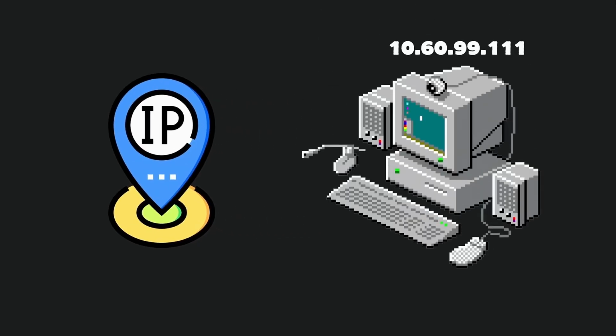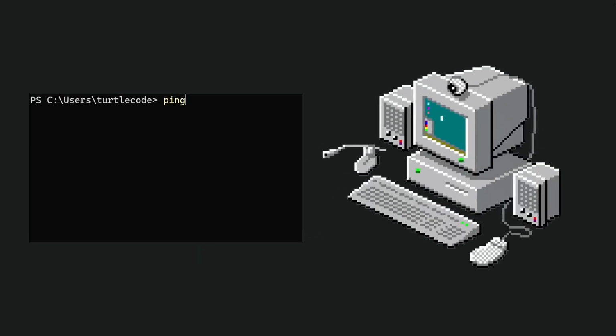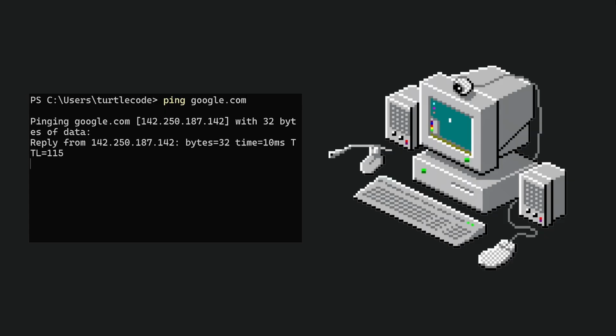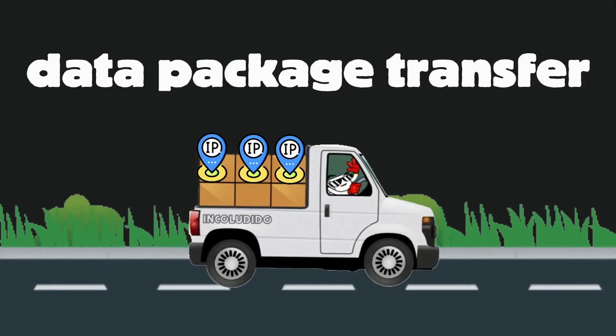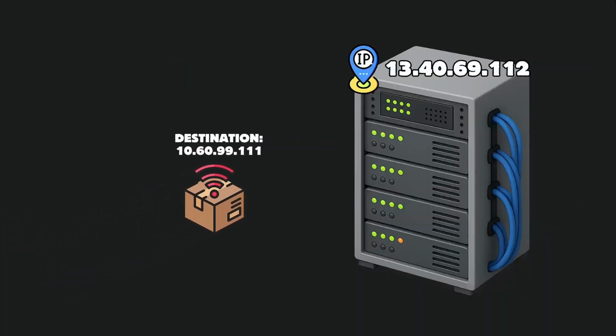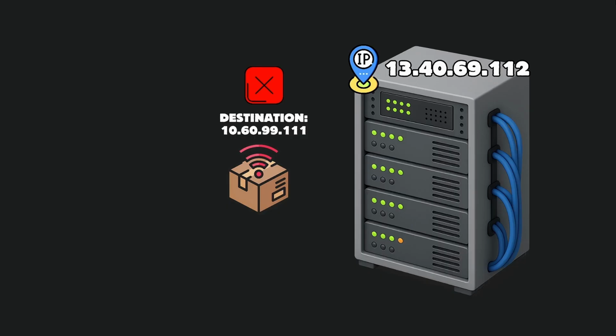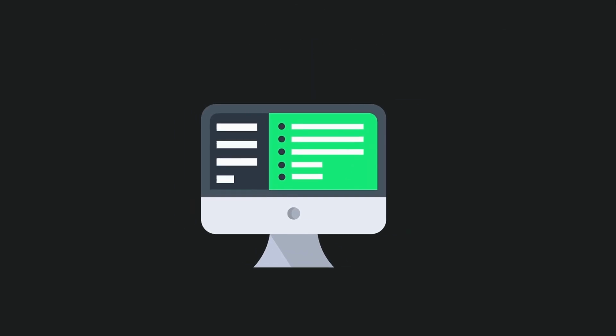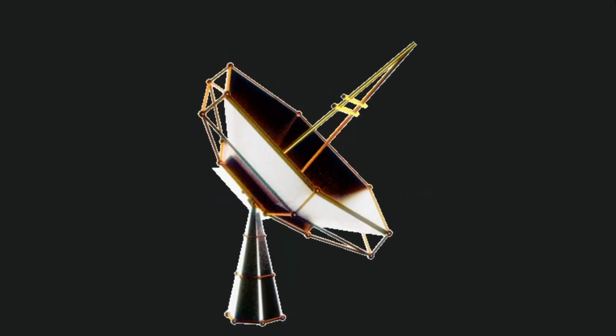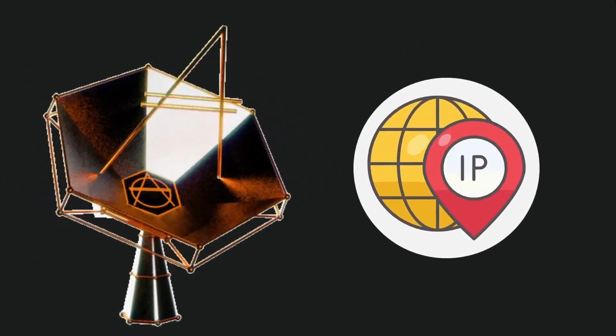IP is the address of a device on a network. When you run ping google.com in your terminal, your system resolves the domain and shows you Google's IP address. The IP is where your data packets are sent. Without a correct IP address, data cannot reach the right server. Every website, server, and device on the internet has at least one IP address. All internet communication depends on IP.